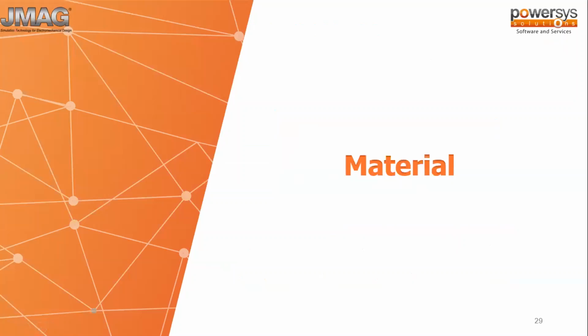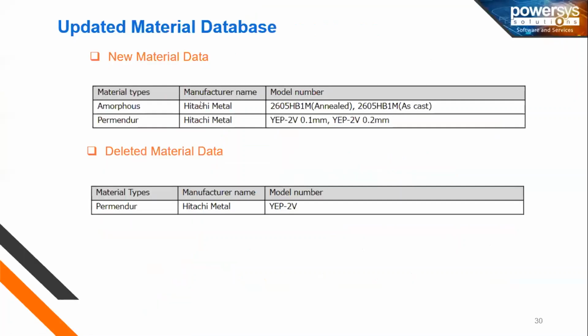And regarding the material database, this is the new material data that is added in version 21. The amorphous Hitachi Metal model 265HB1 annealed and Permendur Hitachi Metal. So both from the manufacturer Hitachi are added to the new material data, and they have deleted an existing material. Instead of F2V, now F2V 0.1 mm and F2V 0.2 mm are provided, and this is a new material that is added in the new version.